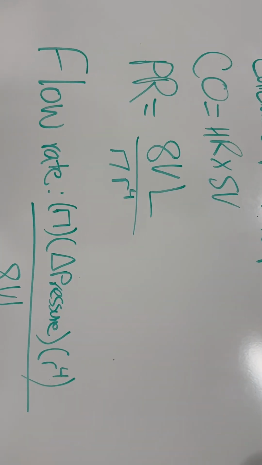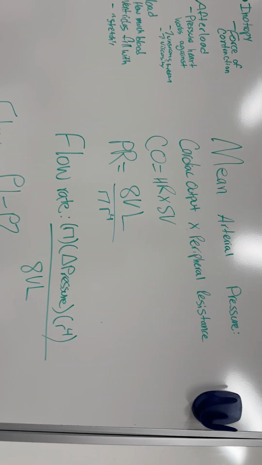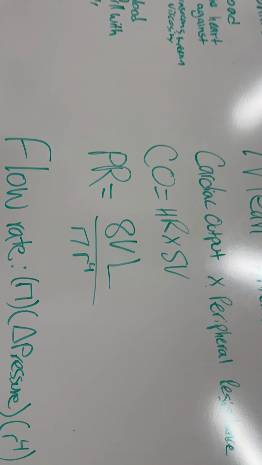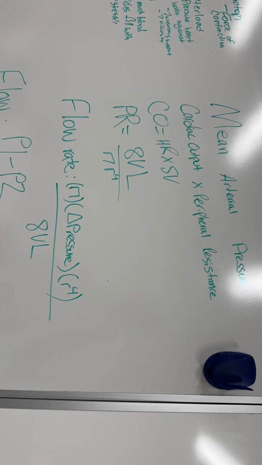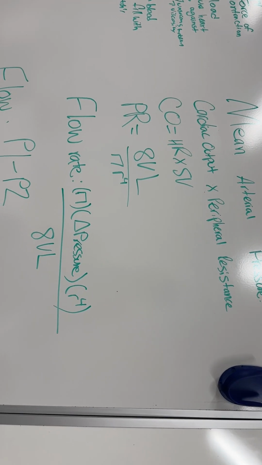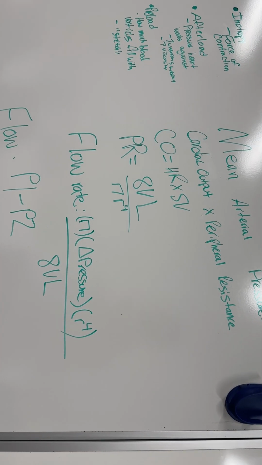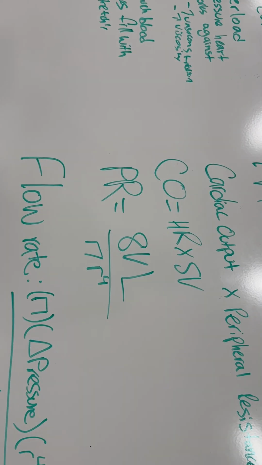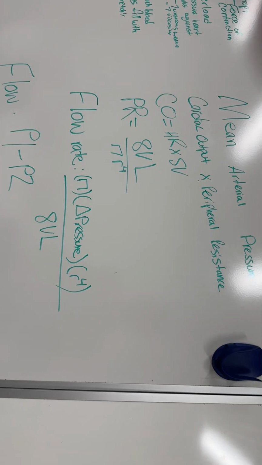Because if we have increased, so let's say we have increased viscosity, how would that affect our mean arterial pressure? Well, increased viscosity is going to increase afterload because the heart has to overcome the inertia of that heavier and harder to move blood. So that's going to increase our peripheral resistance if we increase our viscosity. Same thing with our length.